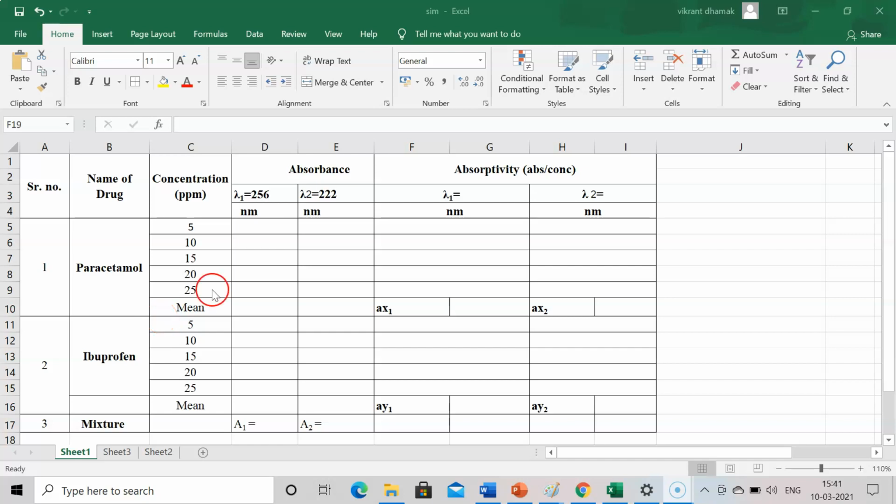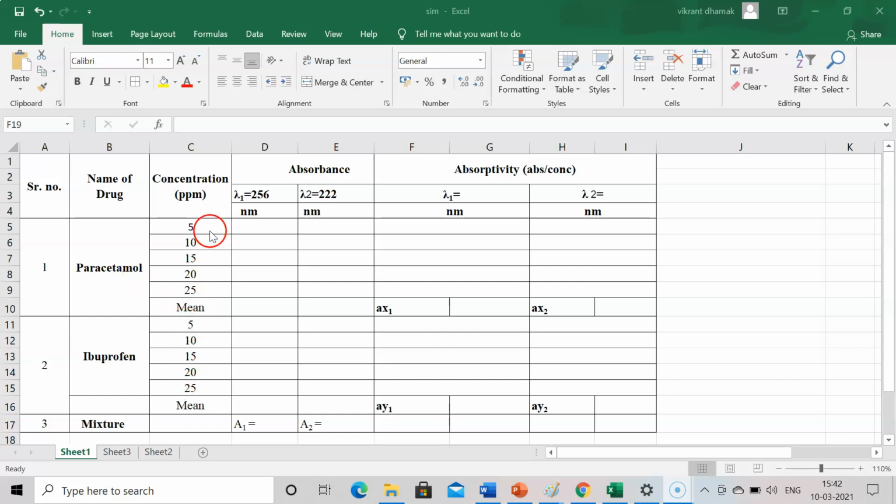So now I am in Microsoft Excel. I put a table in Microsoft Excel. Here you can see serial numbers 1, 2, 3 and the names of the drugs: paracetamol, ibuprofen and mixture. We will come to the procedure for the mixture at the last. Till here we have seen the concentrations of the aliquots we prepared: 5, 10, 15, 20, 25 for paracetamol as well as ibuprofen.